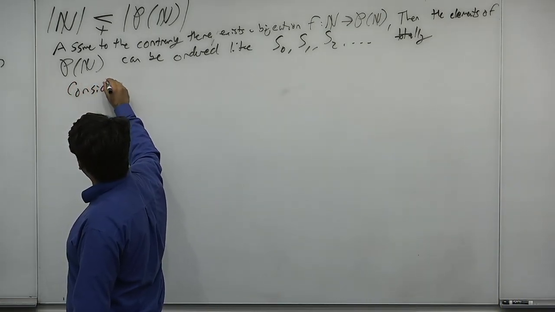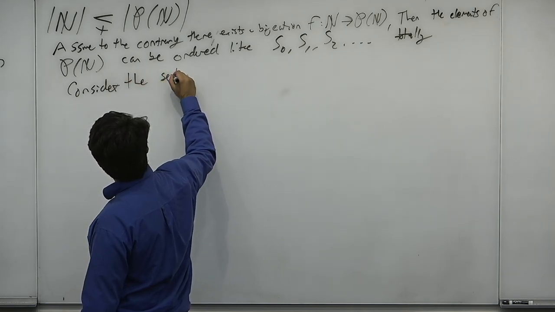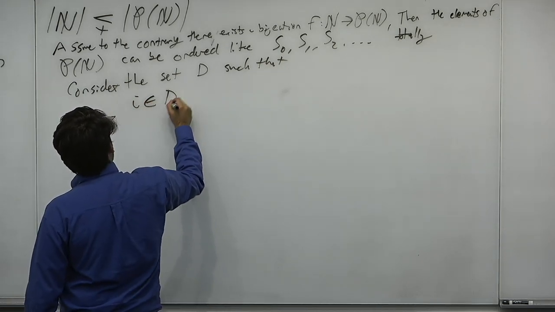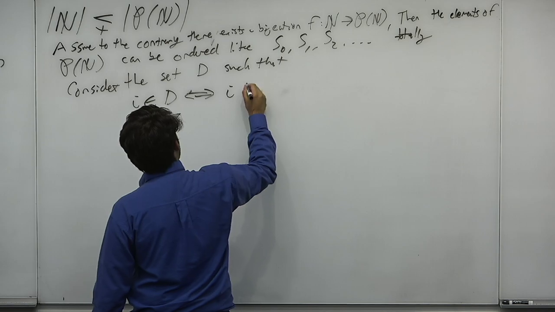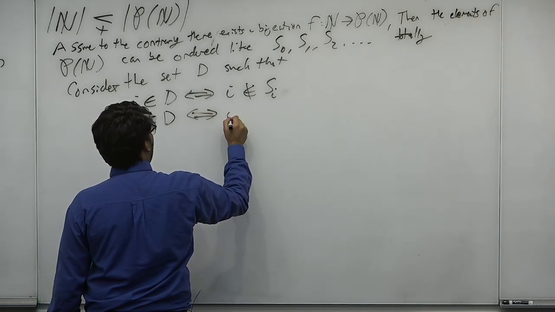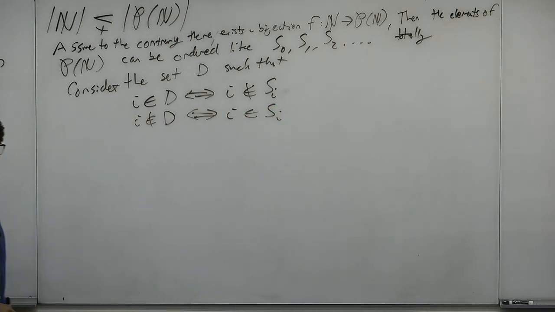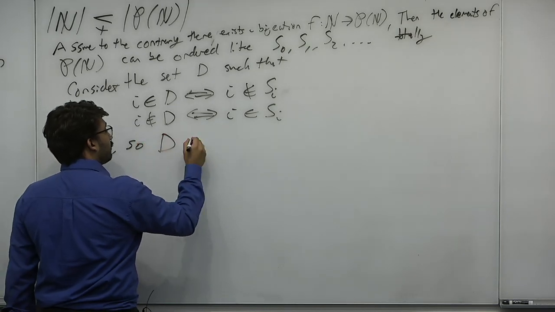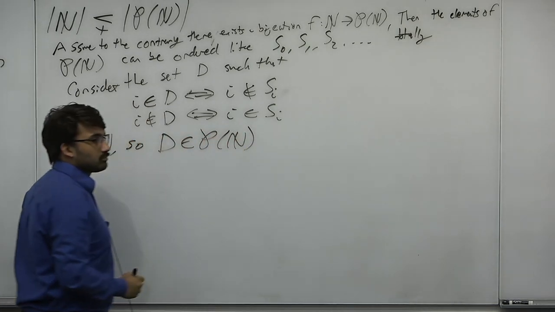Consider the set D, such that i is in D if and only if i is not in Si. And equivalently, i is not in D if and only if i is in Si. i is just a number. We just define it to go to the ith set. You look at the ith number. If it has it, then don't put it in there. If it's not there, I'll put it in there. D is just a set of numbers, okay? Certainly D contains numbers, right? So D is an element of the power set of the naturals. Agree?